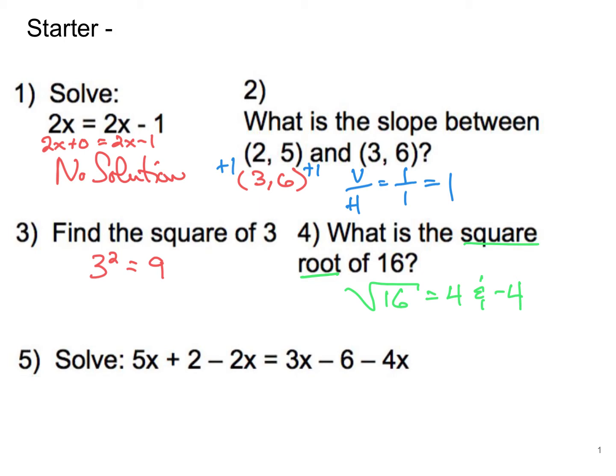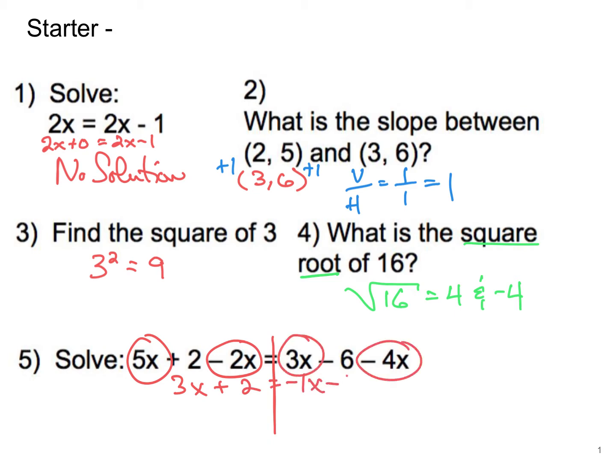All right, number 5. Let's go ahead and answer that. What I like to do is combine like terms on both sides. So 5x minus 2x is 3x. Still have plus 2 equals, and then we have 3x minus 4x, which is negative 1x, still the minus 6. I like to put all my variables on the left-hand side, so I'm going to add 1x to both sides. So I have 4x plus 2 equals negative 6.